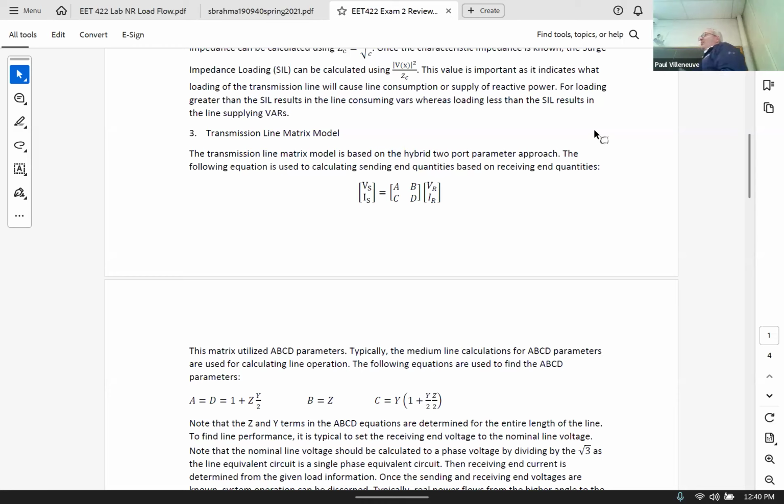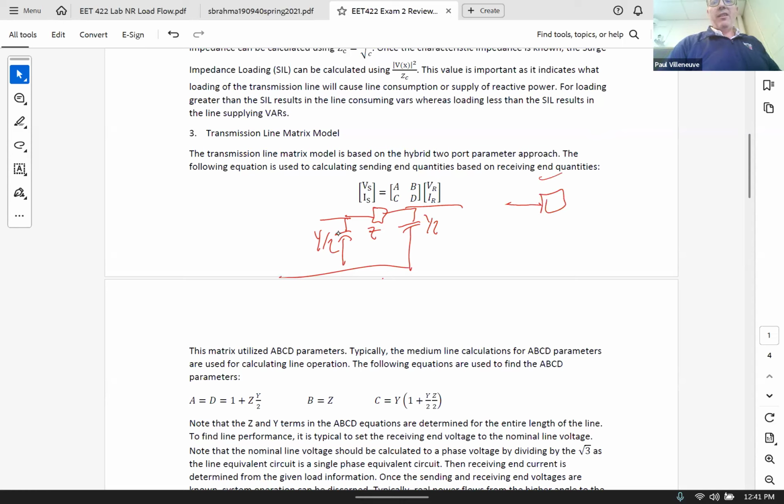And so these are things that you should just put on your sheets, right? Just put those parameters on your sheet. If Y over 2, sorry, let me back up. If you have a medium length line, it looks like this. Y over 2 here, Y over 2 here, and Z. If it's a short line, all you have is this. These equations will kind of still work for us, right?